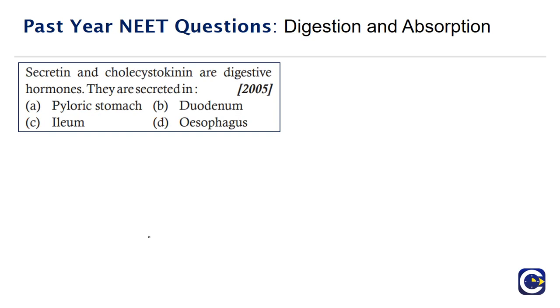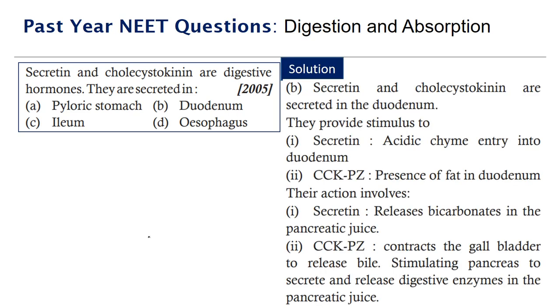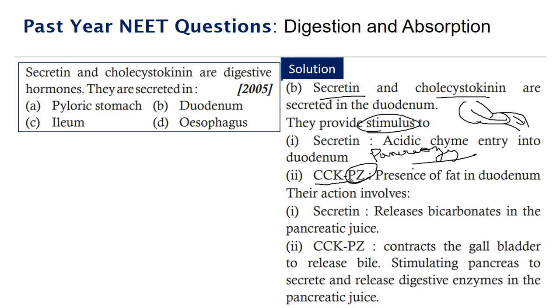Secretin and cholecystokinin are digestive hormones that are secreted by the duodenum. So secretin and cholecystokinin are secreted in the duodenum. We have to remember the fact. So what is the stimulus that produces this hormone? Secretin: the acidic chyme that enters into the duodenum. So when this stimulus occurs, that's the production of secretin. We have cholecystokinin. It's also called CCK, pancreozymin. Okay, pancreozymin. This is the full name of the hormone.